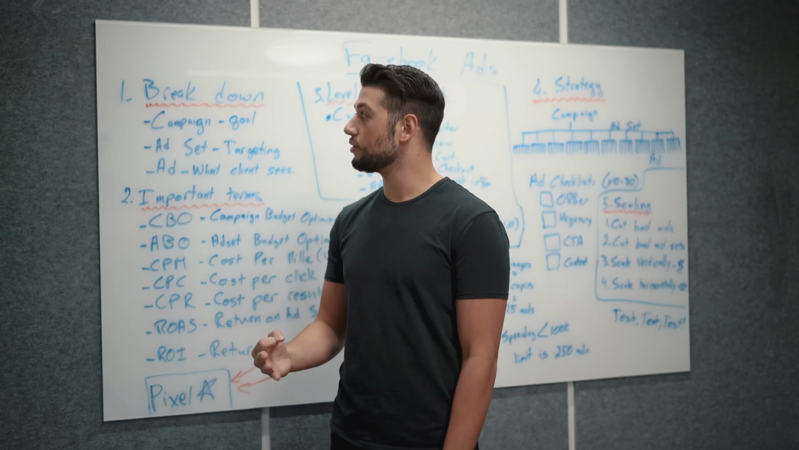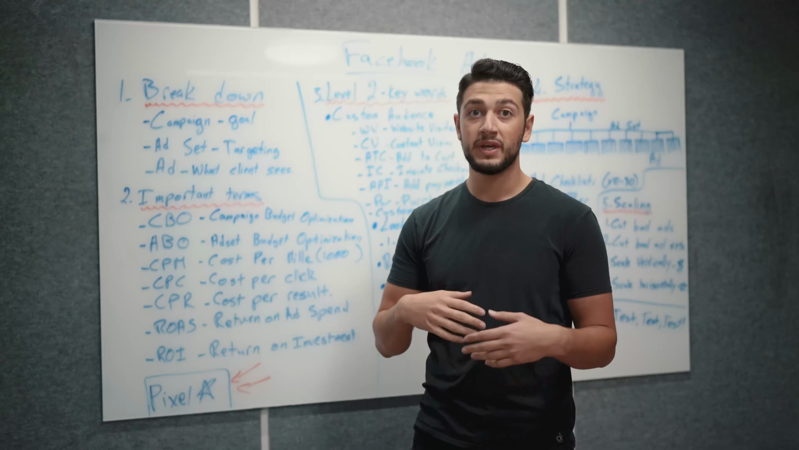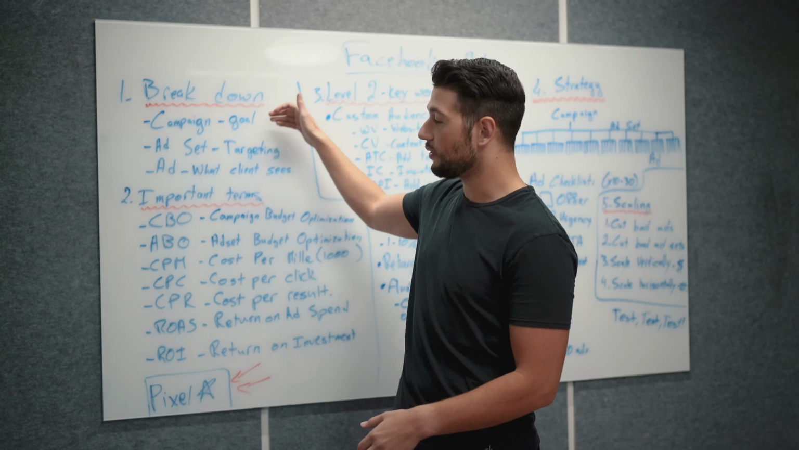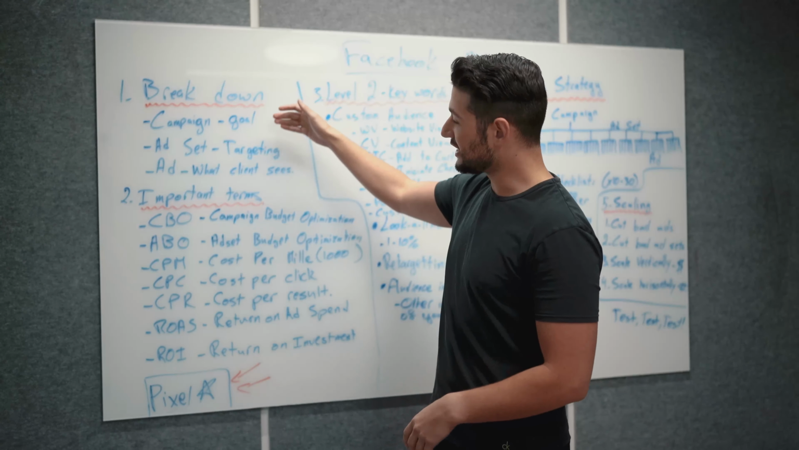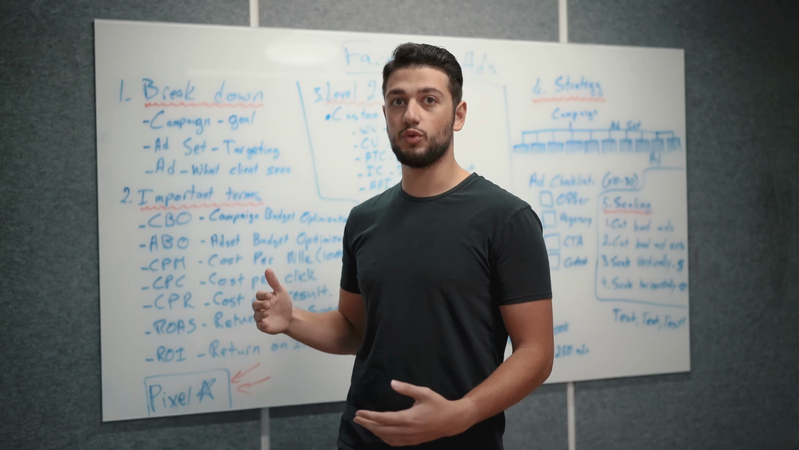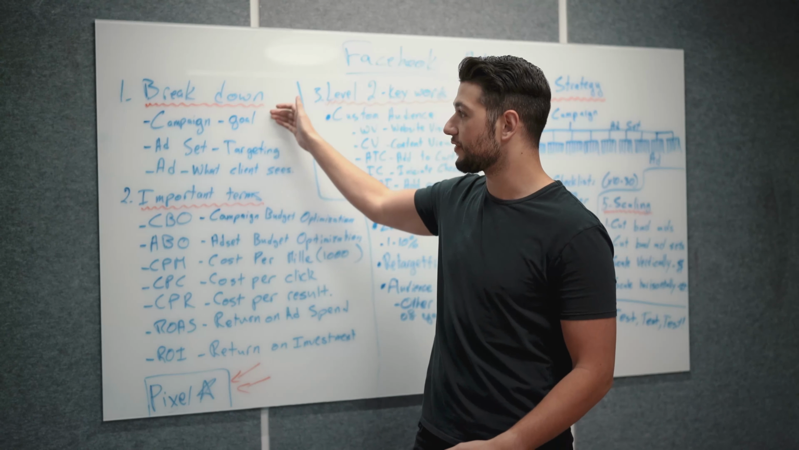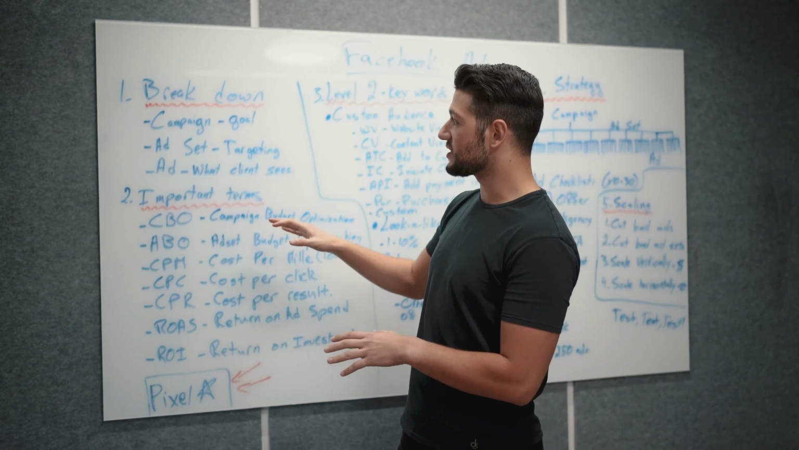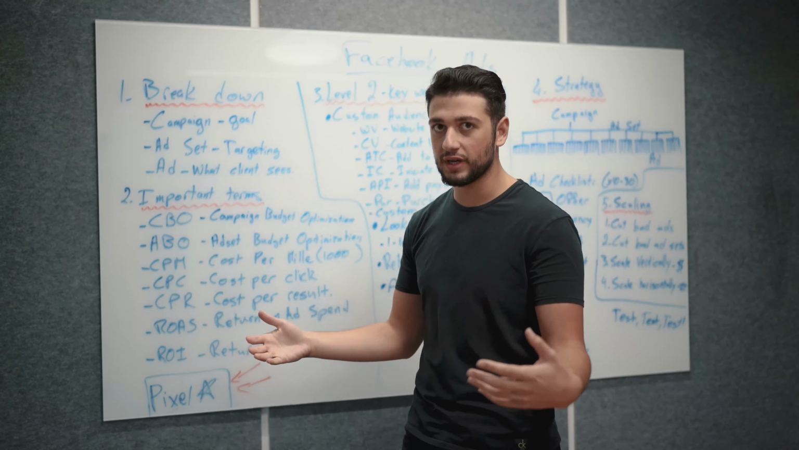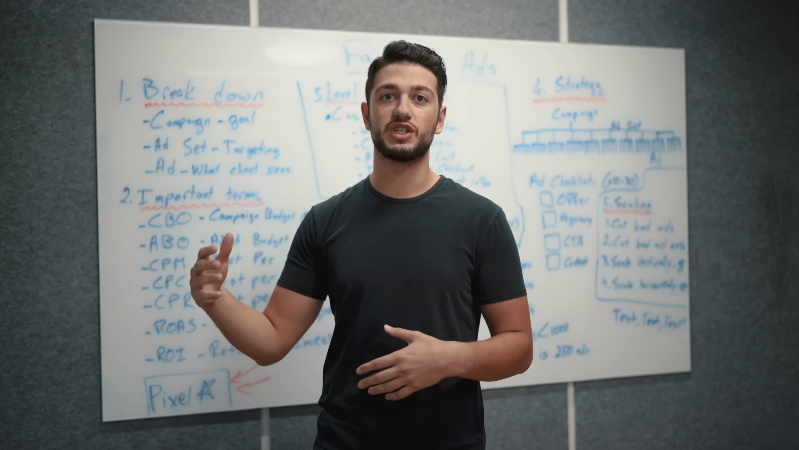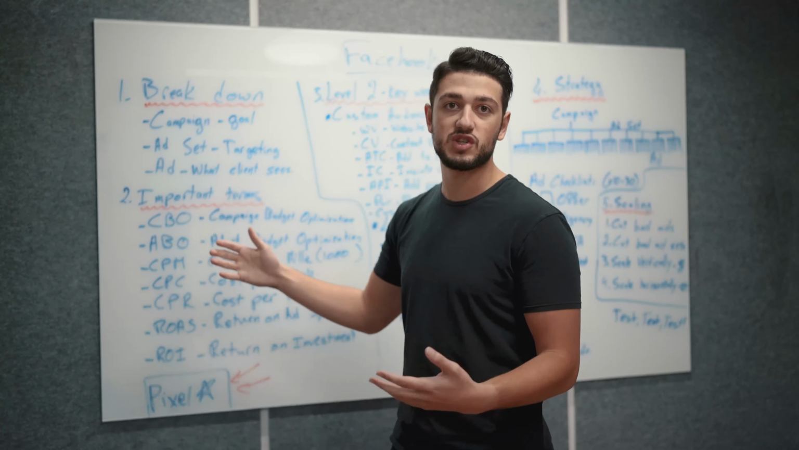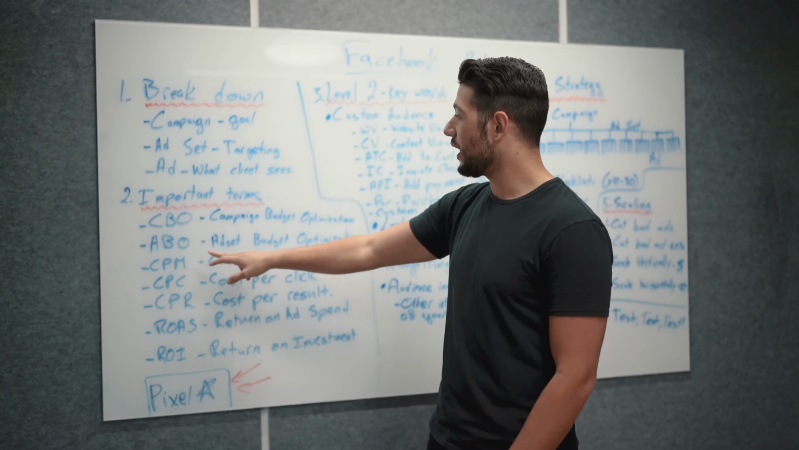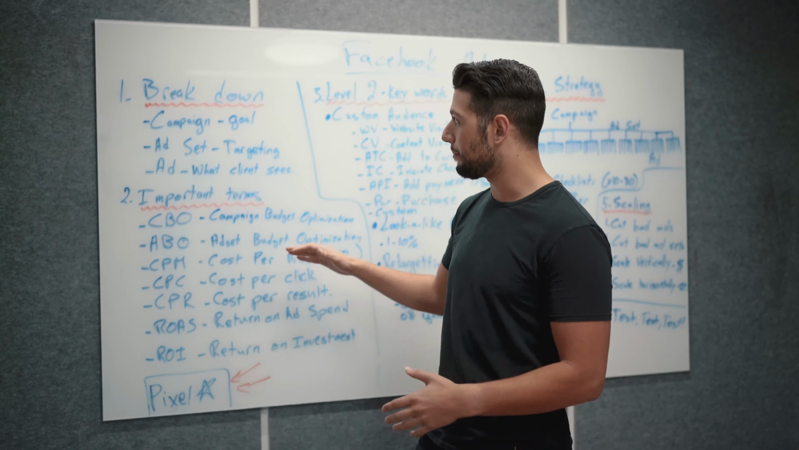Important terms: CBO, campaign budget optimization. That means you give the campaign, or your goal, a certain budget, and then you're able to run with that budget for that specific goal. Basically, Facebook will select how much to spend on each targeting. It likes to optimize towards whichever one is going to waste less of your money and get you better results. ABO is more or less the same concept, but for ad sets.